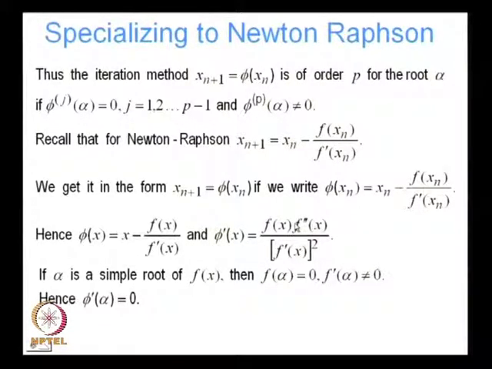And let us recall again what is our definition of a simple root of f(x). If alpha is a simple root of f(x), then f(alpha) = 0 and f prime(alpha) is not equal to 0. Since f prime(alpha) is not equal to 0 and f(alpha) is equal to 0, what can we say about phi prime(alpha)? Phi prime(alpha) is equal to 0. Why? Phi prime(alpha) is equal to f(alpha) times f double prime(alpha) by f prime(alpha) squared. f(alpha) by definition is 0 because alpha is a root, and f prime(alpha) is not equal to 0, so this is never going to blow up. It is going to be bounded, but on the top we have 0. So, that means phi prime(alpha) must be equal to 0, and if phi prime(alpha) is equal to 0 and phi double prime(alpha) is not equal to 0, then we are going to have quadratic convergence of Newton-Raphson.